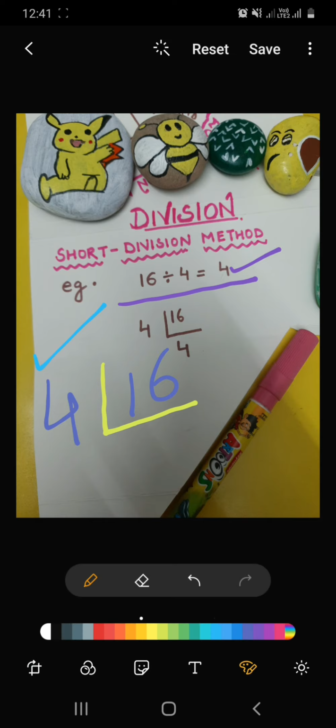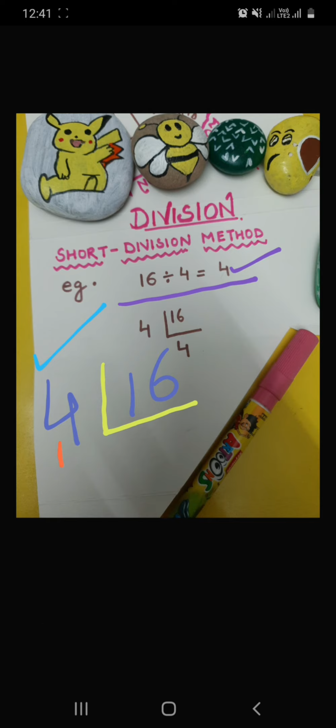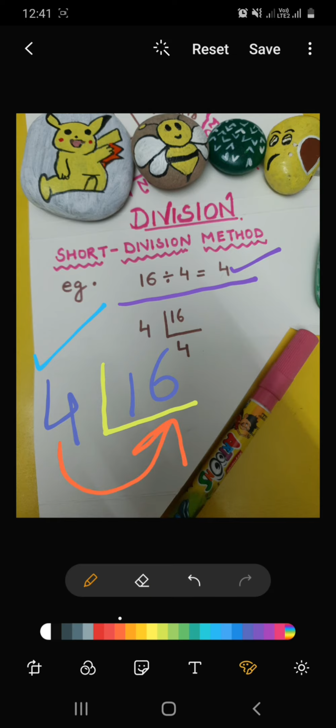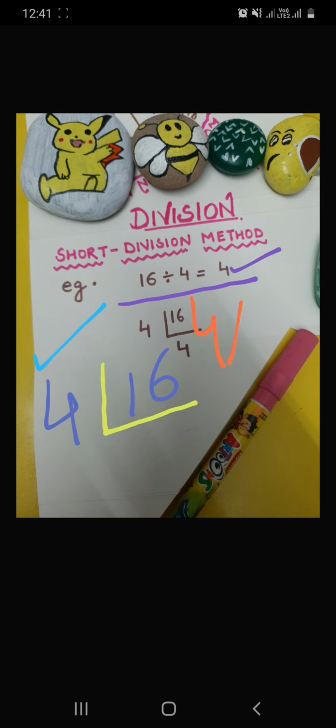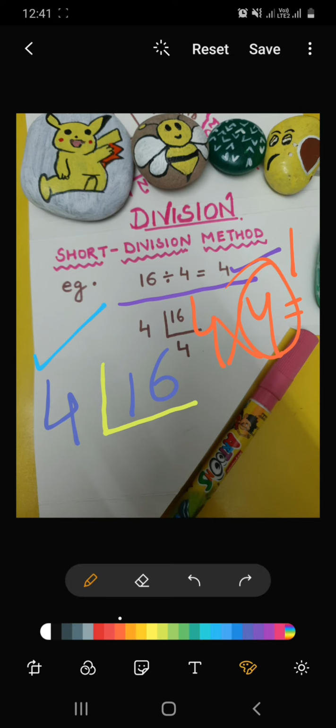और हम लोग क्या करेंगे कि we will see कि 4 की टेबल में 16 कितने टाइम्स आता है. So shall we read the table of 4. 4 1s are 4, 4 2s are 8, 4 3s are 12, 4 4s are 16. So 4 4s are 16. We got the answer. What we got is 4 4s are 16. How many times 16 came? 4 times.